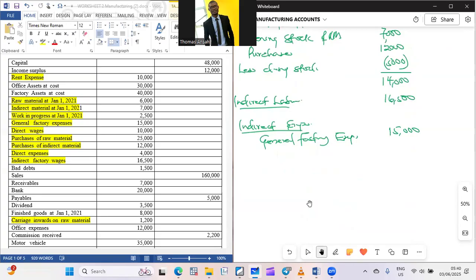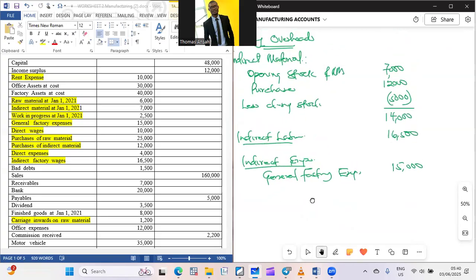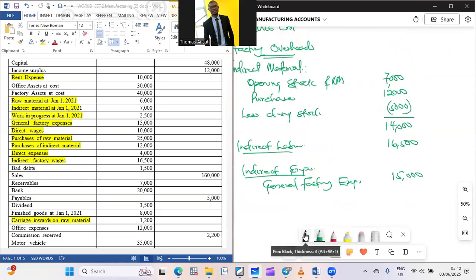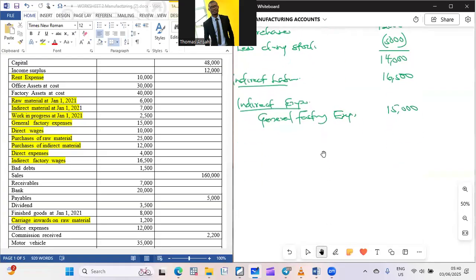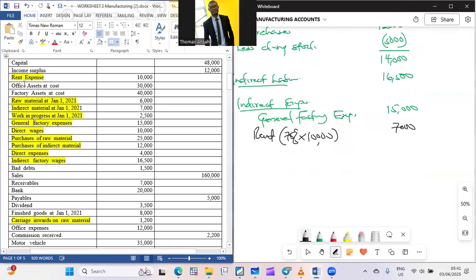Yeah, so the rest can now come in, right? I think even here there is an error that I've made. I remember when we were doing it, we had carriages, but do we have carriages for indirect material? No, it was just raw material. So there wasn't carriages. So we will bring in the other ones. So the rent was 70% of 10,000. That's 7,000. Good.